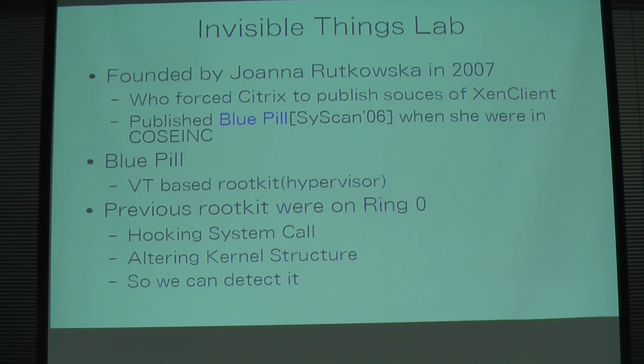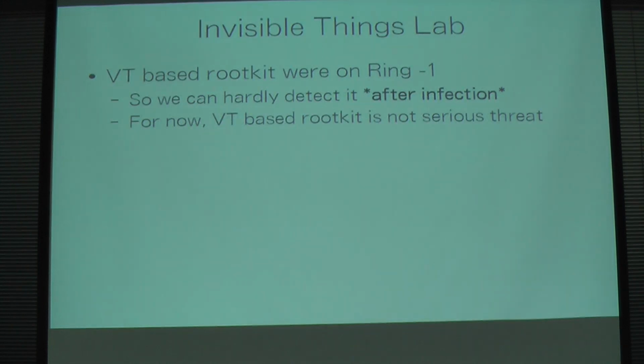Previous rootkit works on ring 0. Ring 0 is a kernel mode and rootkit hooks system call or alters some kernel structure such as IDT or SSDT or IRP something. So we can detect it because it is in the kernel layer. We detect it from kernel. Then virtualization technology-based rootkit is on ring -1, so we can hardly detect it.